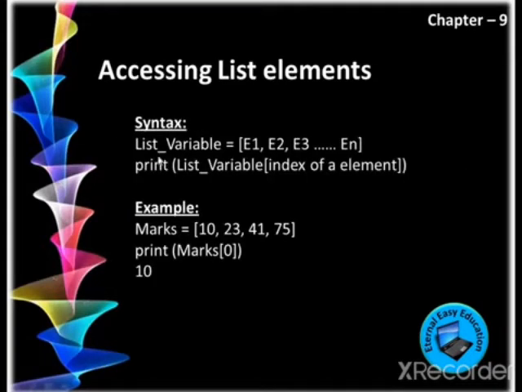So here they are given a syntax as list variable equal to elements. Then print the variable with index value. Here there is an example. Marks equal to 10, 23, 41, 75. Print marks of 0 means first element is 10. What the index will be if you want to print the 75 number? Any guess? Yes, you are right, because this is 0, 1, 2, 3. So marks of 3 is 75.